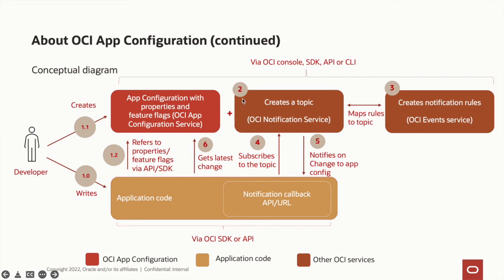Once this setup is done, the notification topic will receive events from the event service when a configuration is updated or changed. And in response, it will call the callback URL of the consuming application. The app will then use this as a trigger to fetch the latest values of the properties or configurations that have changed and updates its behavior as needed.